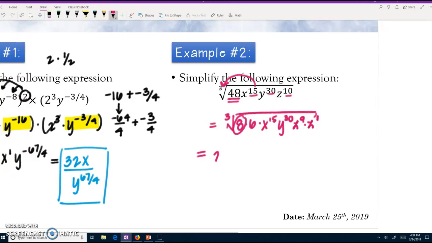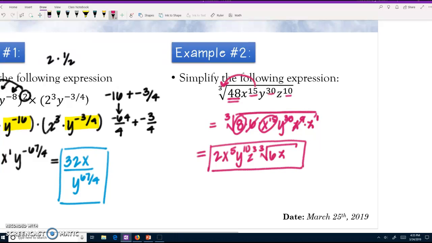So cubic root of 8 is going to be 2. 6 isn't going to be able to come out, so I have to leave it underneath the root. X to the 15th is going to become x to the 5th. Y to the 30th is going to become y to the 6th. Oops, that's not right. 30 divided by 3 is 10, not 6. And then z to the 9th is going to become z cubed. But then I have this z left inside because I can't do anything else without that. So my final answer should be 2x to the 5th, y to the 10th, z to the 3rd, and then inside of the cubic root I have left over a 6z.